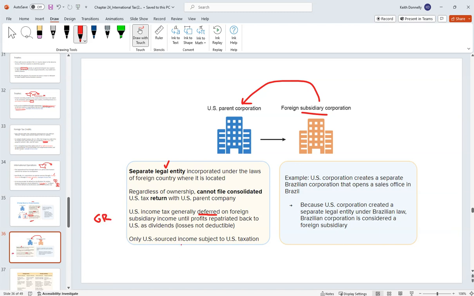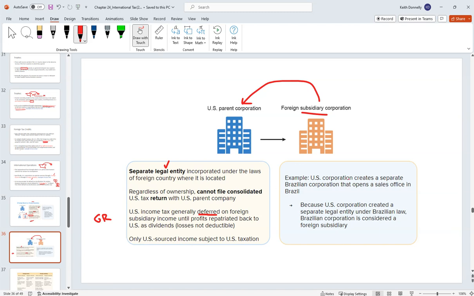Say we open up a French corporation. It's doing its own thing over there. Unless and until we bring that money back, we're not going to tax it in the U.S. as a general rule. Now, if that French company starts selling croissants here in the U.S., that's U.S. source income, so that'll be taxable. But the stuff they're doing in France, as a general rule, we defer taxing it until we bring it back. And when we do bring it back, assuming we meet certain criteria, we can get a 100% dividends received deduction for that.